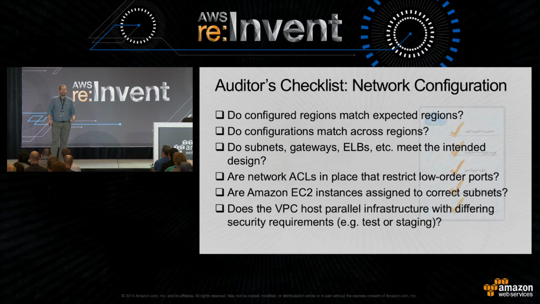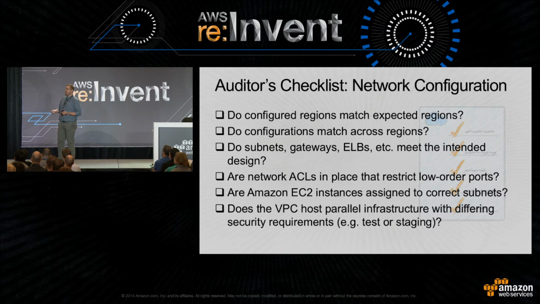So, okay. You're going to go through and look at your own network configuration. What are we looking for? Again, the first thing we're looking for is, are you deployed into the regions that you expect to be deployed in? And do those regions match as much as makes sense? Obviously, for some applications, your regions are going to have different configurations because you're delivering different services. But are they delivering the same security policy that you're trying to deliver across the globe?